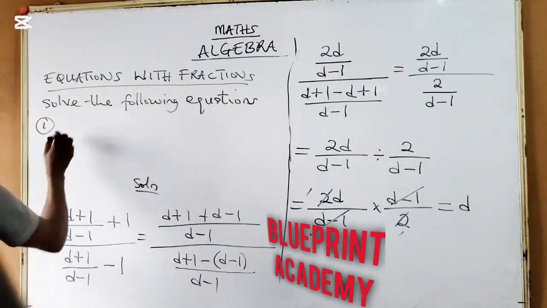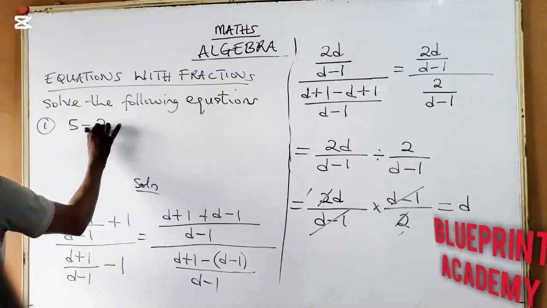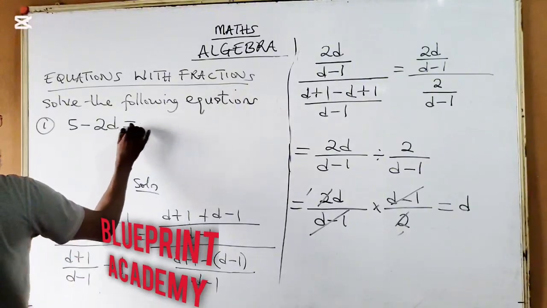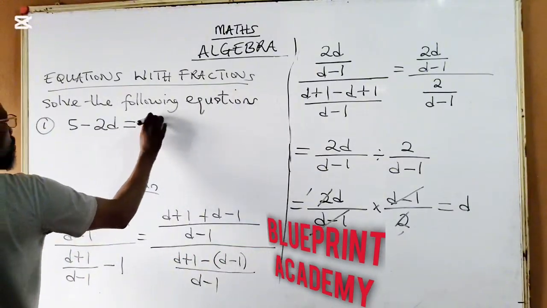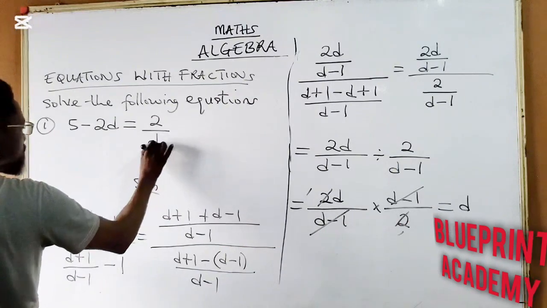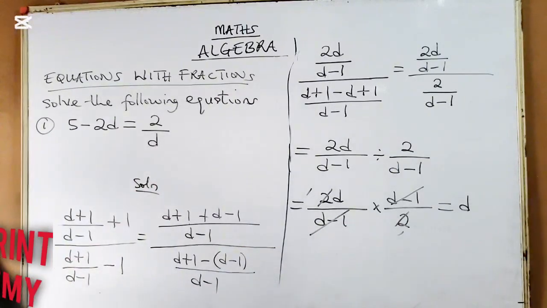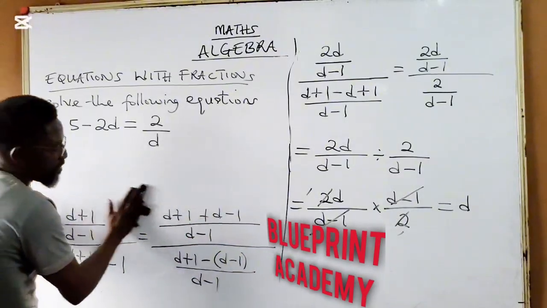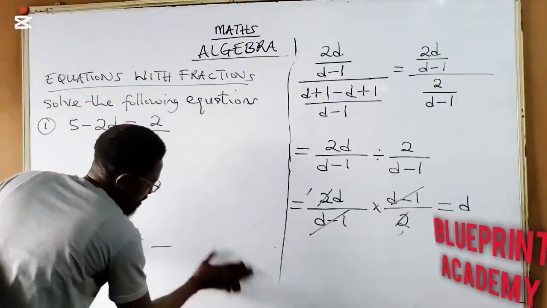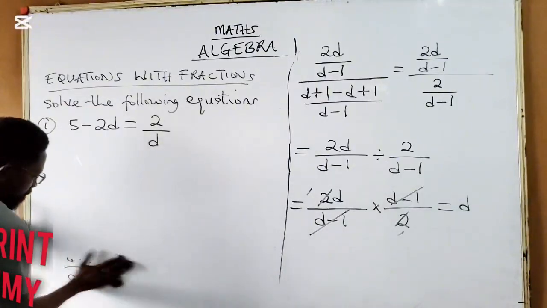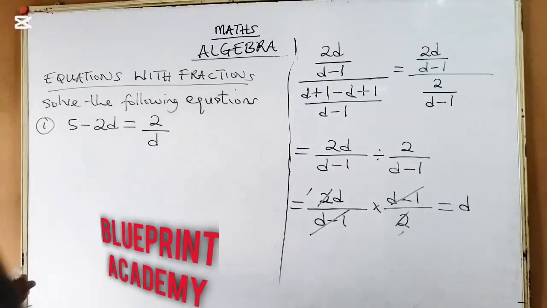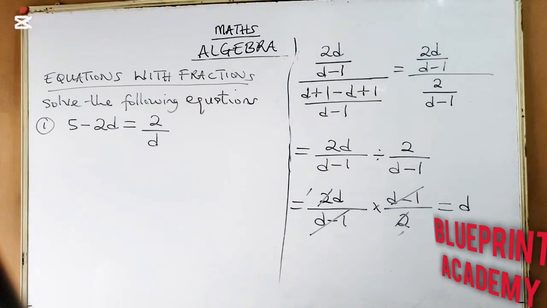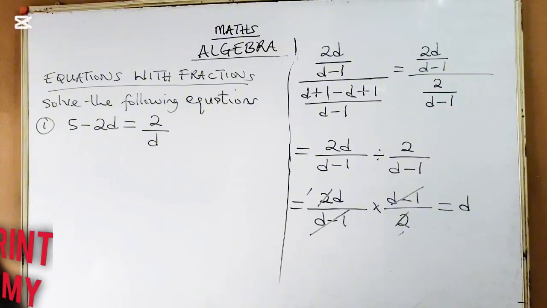Number one, we have 5 minus 2d equals 2 over d. Now, if you have something like this and you're asked to solve, this one is not something difficult. You should be familiar with this. To solve this equation, what we need to do is to get the value of d. That's what we are asked to do.